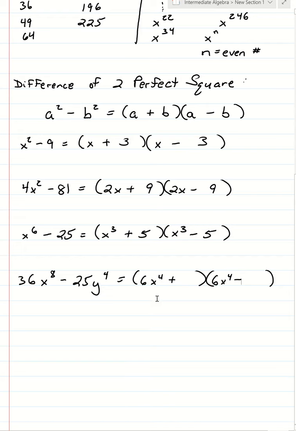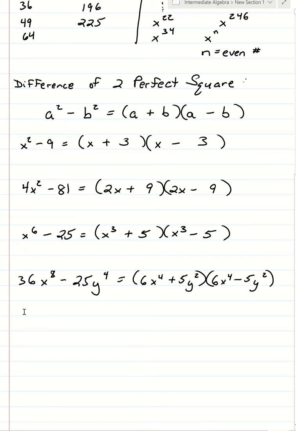Factors of 25 would be 5 and 5. Factors of y to the 4th power have to be y squared and y squared. And you can't factor that any further. Okay, you would stop there. Okay?